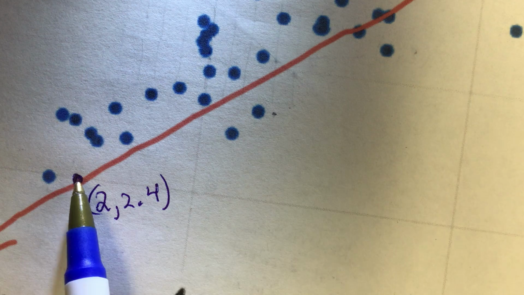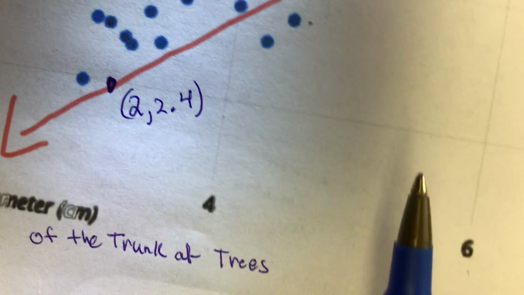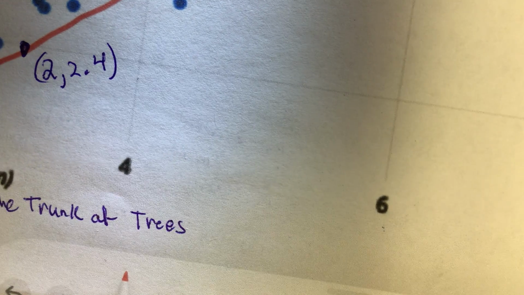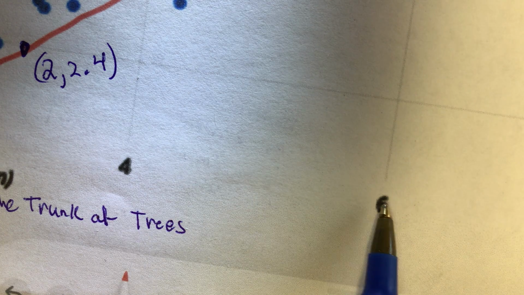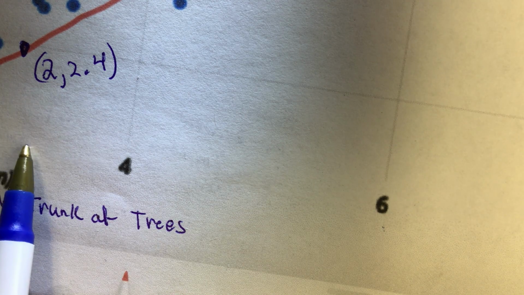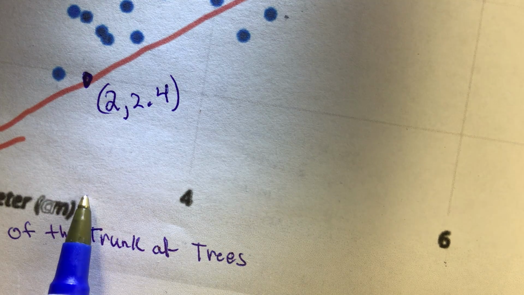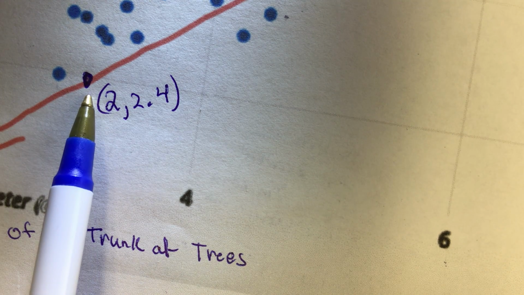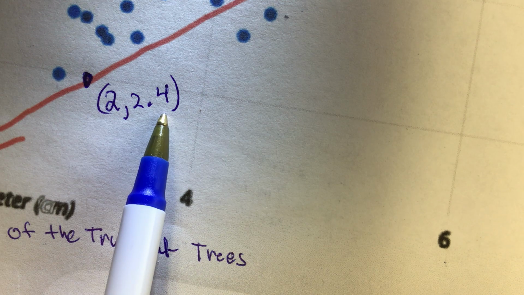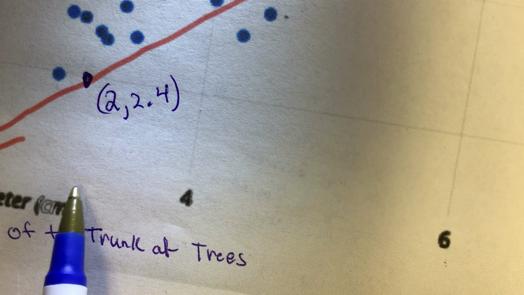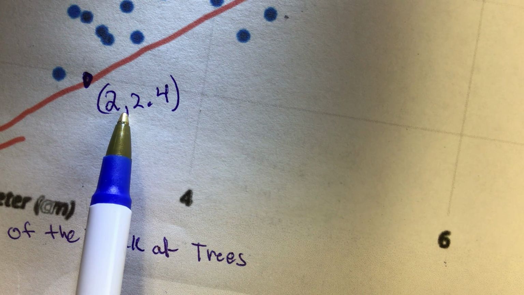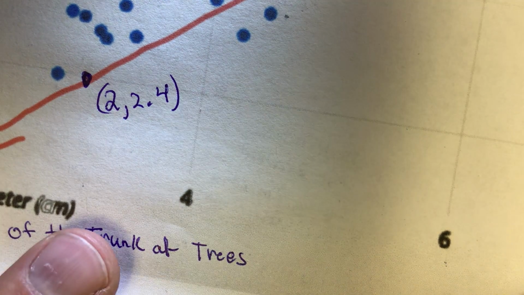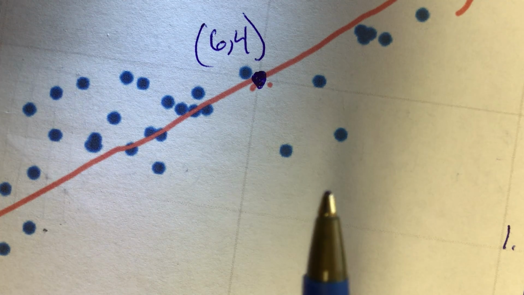So the other point I picked was down here. Notice we're counting by 4s or by 2s along this graph. So that's 2, 4, so this is 6, 4. So here we have 2. Okay, this is where the 2 would lie. So we're picking 2 and 2.4. So if the diameter is 2, we expect it to be 2.4 for the height. So these are the 2 points I picked on my line.